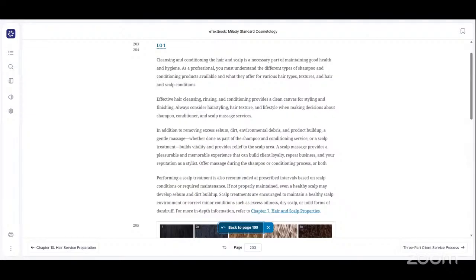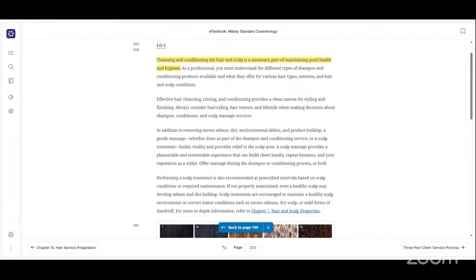Even though this text calls it cleansing and conditioning the hair and scalp, it's a necessary part of maintaining good health and hygiene. So it's not a pass, it's not a goal, it's not an option. In order for you to have a license, to say I'm a licensed cosmetologist, you've got to be concerned with the healthiness of the hair and the scalp, not just the style.